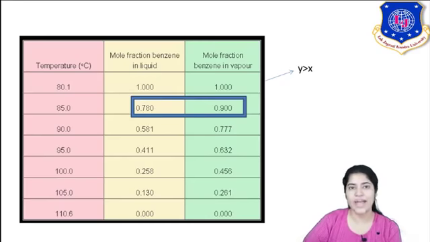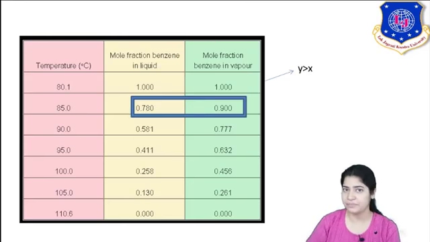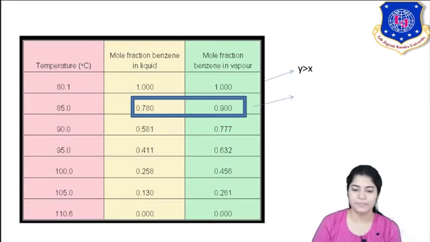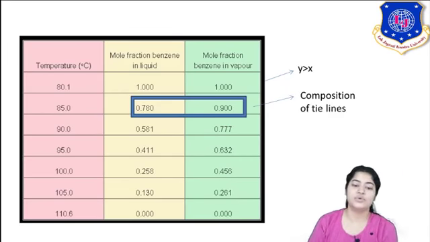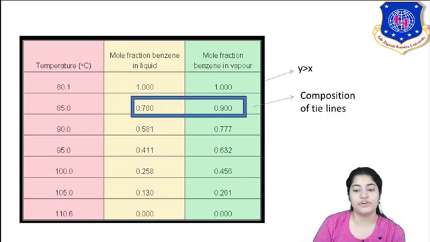So as I'm increasing the temperature, the mole fraction of benzene in liquid is decreasing and that of benzene in vapor is also decreasing. The reason is that toluene is now also participating in the two-phase region. Toluene is also converting into vapor phase from liquid. As I told you earlier, these are the compositions of your tie lines.